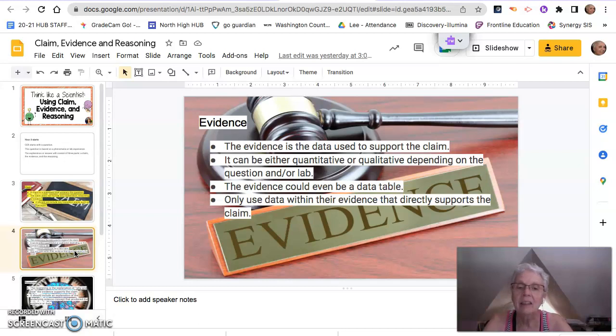The evidence is the data used to support the claim. It can either be quantitative, which means number or numerical, or qualitative, things like better than. It depends on the question and or the lab, what you're going to put in for your data. The evidence could even be in a data table. Only use data within evidence that directly supports the claim. Do not use extraneous data.